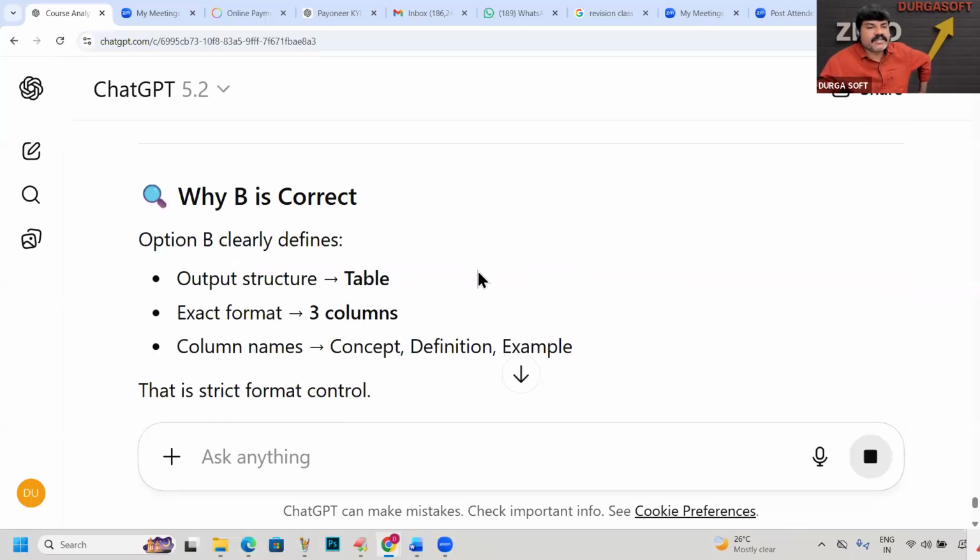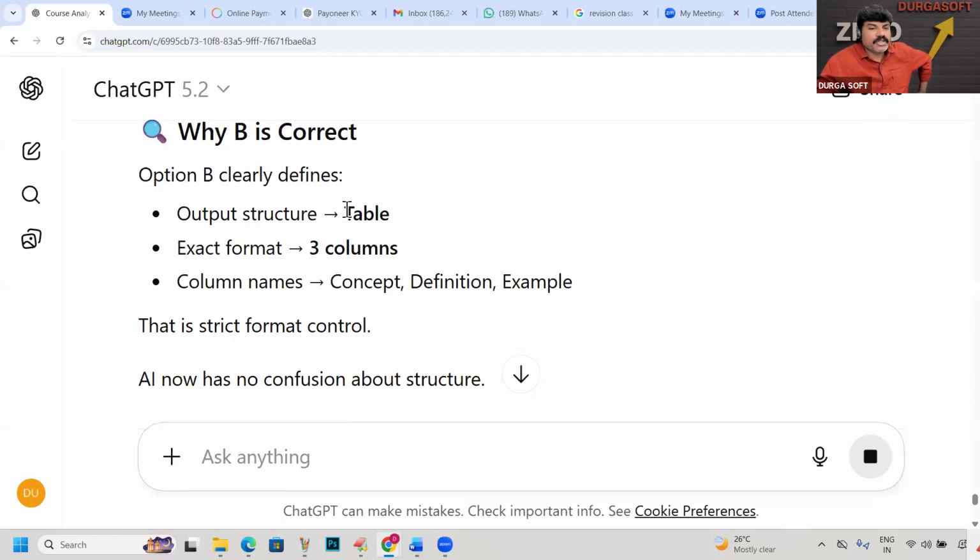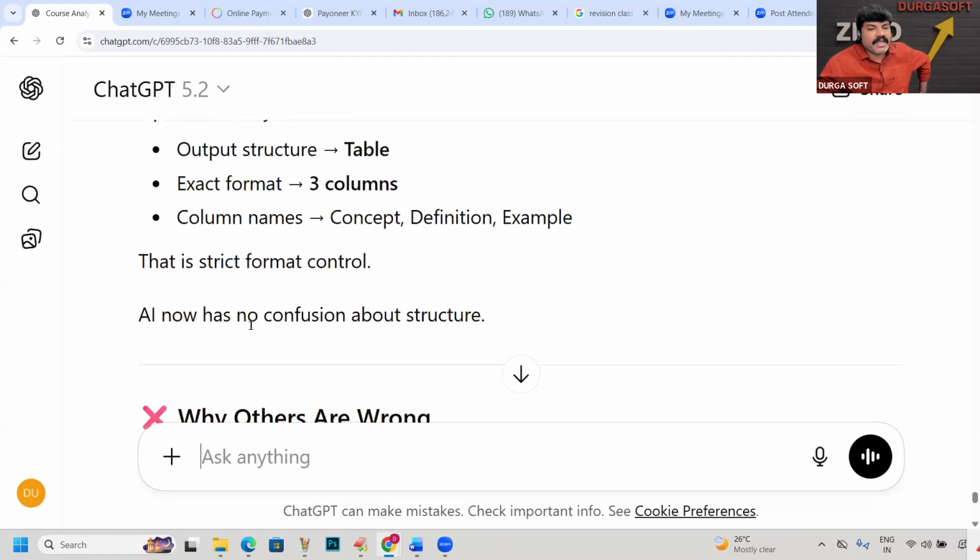Perfect. Why B is the correct answer? Okay. So, output structure table. Exact format, 3 columns. Column names: concept, definition, example. This is the strict format control. AI has no confusion about the structure.